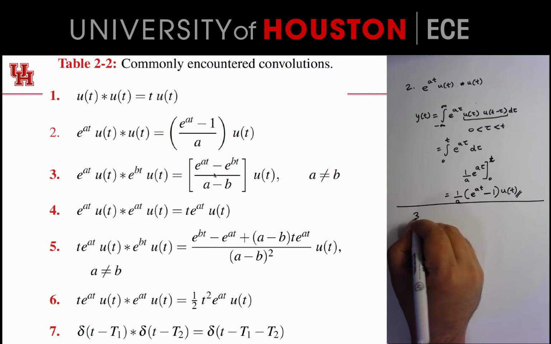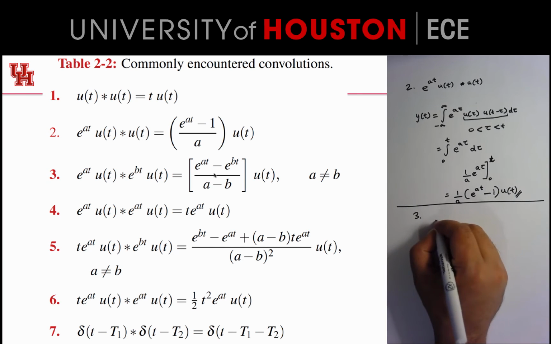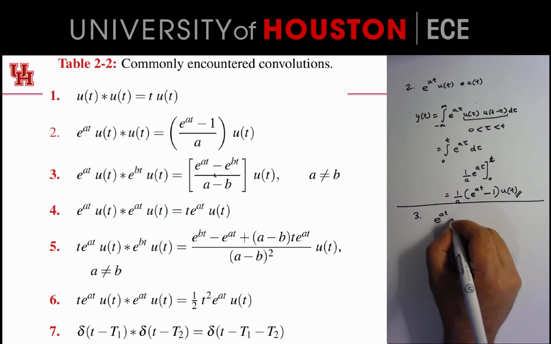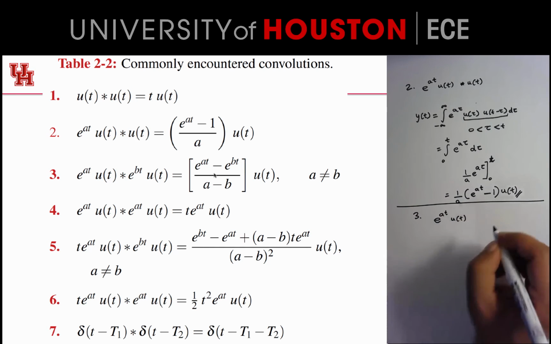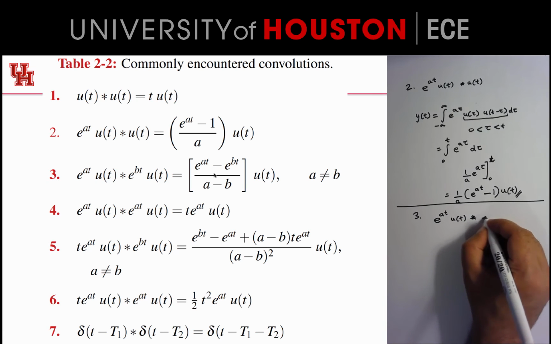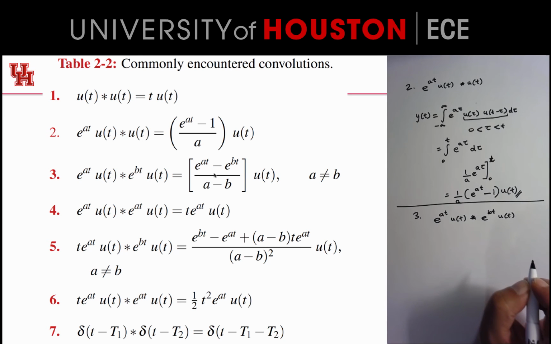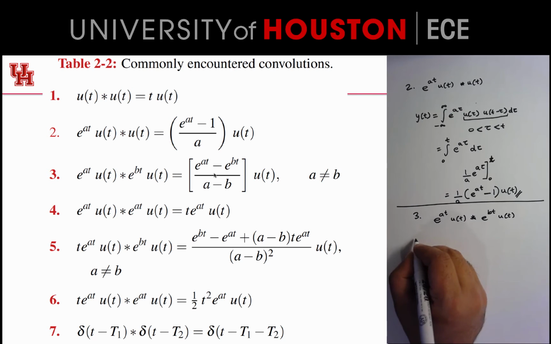Now, let's try problem number 3. In problem number 3, we are asked to convolve e to the at, again a causal thing, so we multiply by u of t, and we want to convolve that with e to the bt u of t. Right? So again, the ritual is still the same.